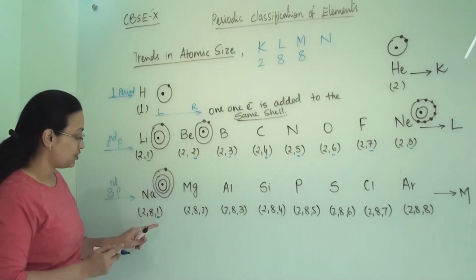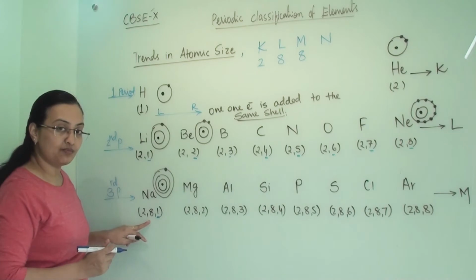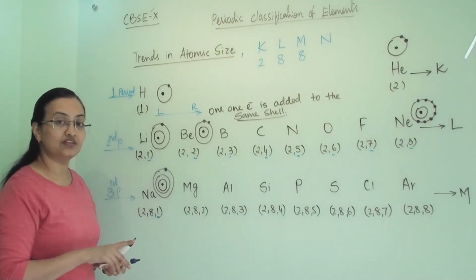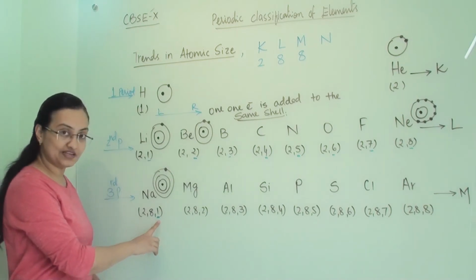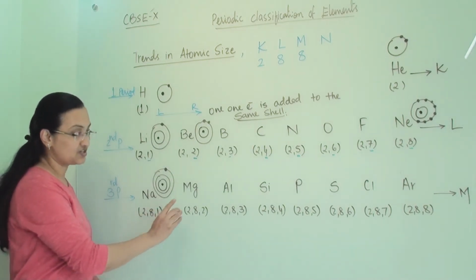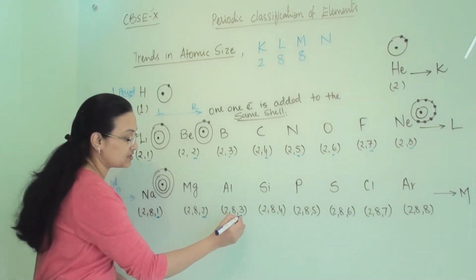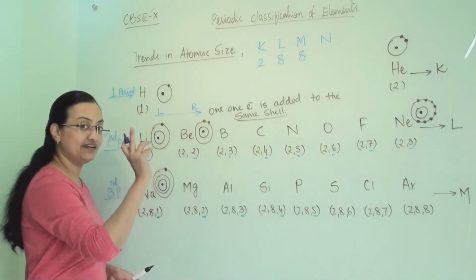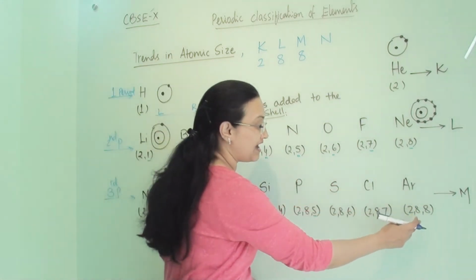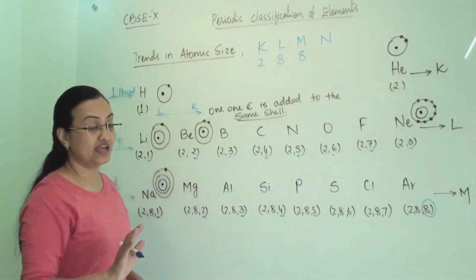Let us see how. So see this. Here the first 2 shells are completely filled. So for sodium there are 11 electrons. So I have kept 1 electron in its valence shell, that is the last shell, M. As we are going from left to right, 1 electron is being added to the valence shell, and once we reach argon, the valence shell is completely filled with 8 electrons.